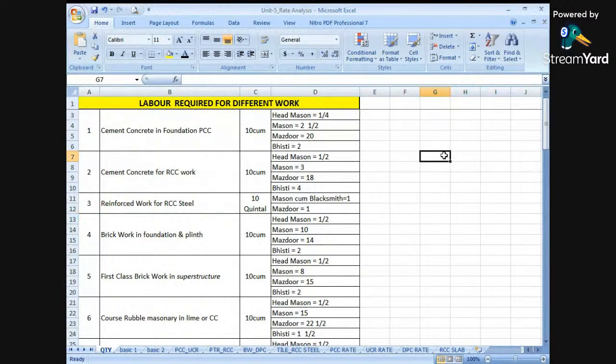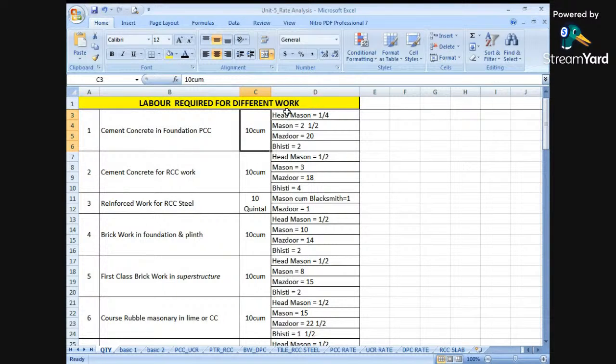What are the different labels required in order to carry out the different types of work? Number one is carrying out cement concrete in foundations, that is PCC. If we are carrying out cement concrete in foundation for PCC, how many laborers are required, how many head masons, or mazdoor or BC are required in executing the PCC work in foundations. So if we are assuming the quantity as 10 cubic meters, how many laborers are required for executing this?